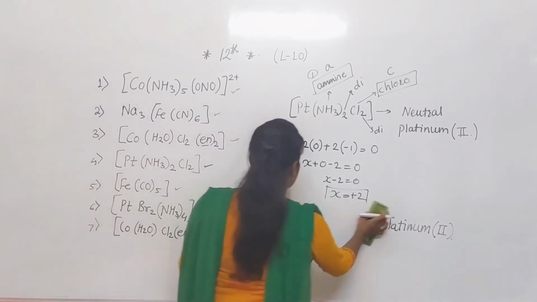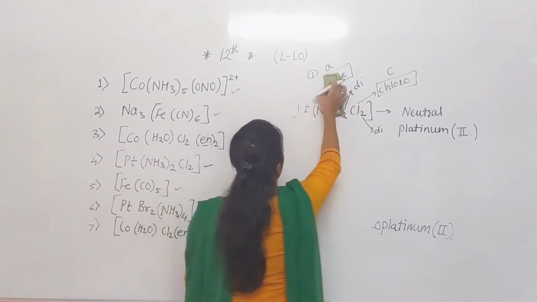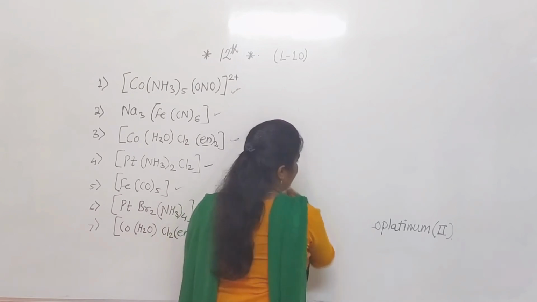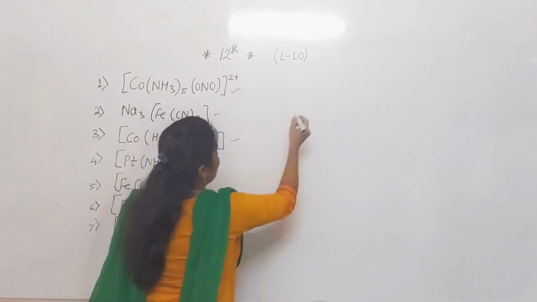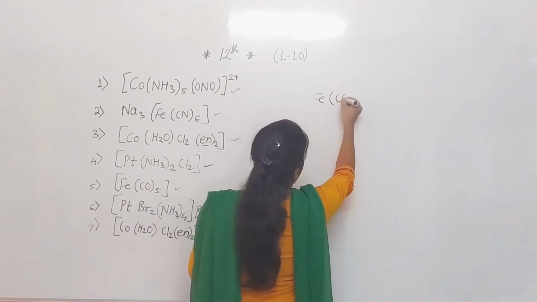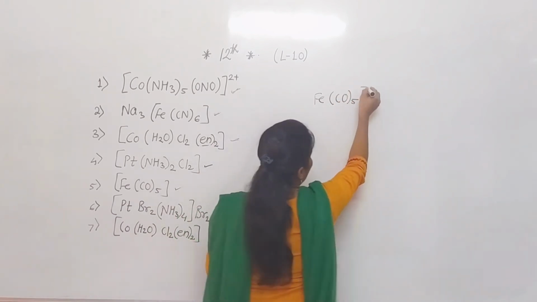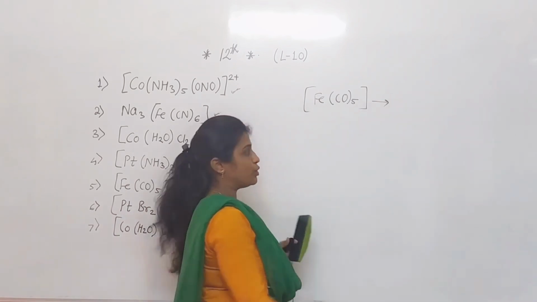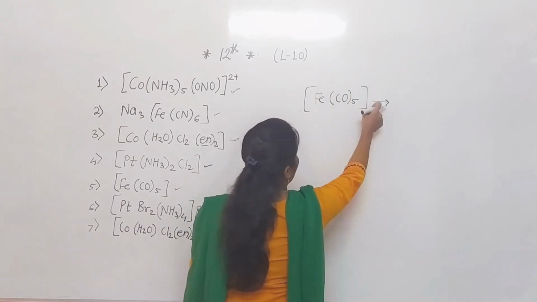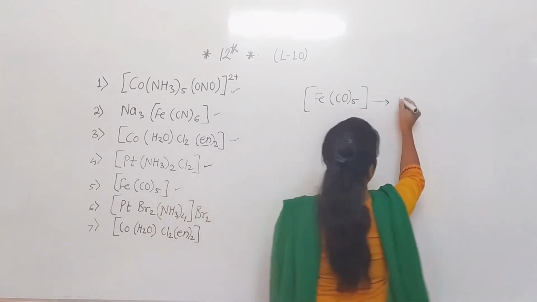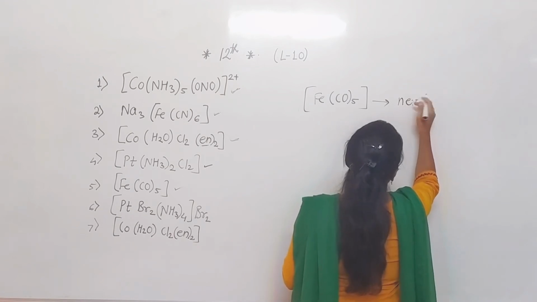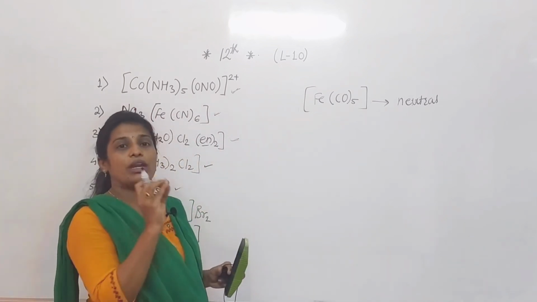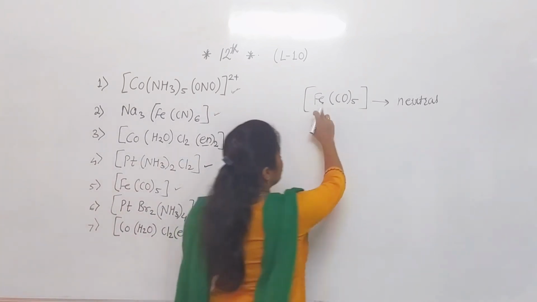That second example contains only one type of ligand, which means it is a homoleptic complex. Now see here, the example is FeCO5. If we consider this complex, once again it is a neutral complex because there is no charge, nothing outside the square bracket. As we know, for a neutral complex the metal name should be written as it is. Which is the metal? Iron.